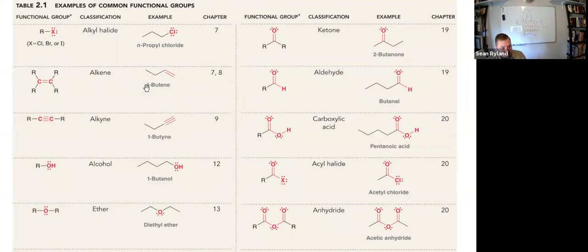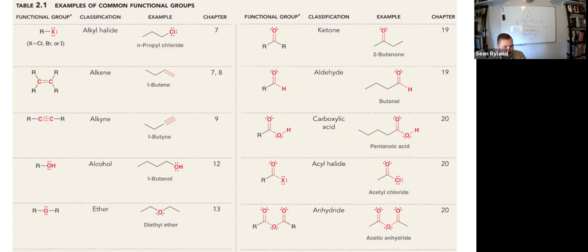A carbon-carbon double bond is an alkene. A carbon-oxygen double bond is a carbonyl. And then there are different types of carbonyls. There's a carbon-oxygen double bond with two R groups, where you have a carbon attached to either side of it.